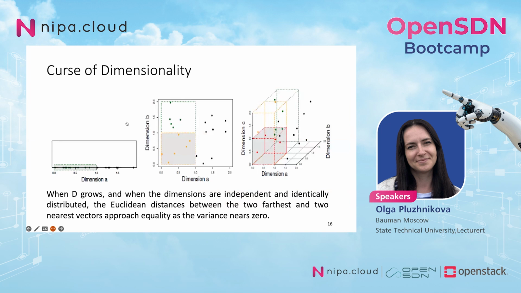When dimension grows and the dimensions are independent and identically distributed, the Euclidean distance between the two farthest and the two nearest vectors approaches equality as the variance nears zero. The effect of this curse of dimensionality is that vectors become indistinguishable. Attempts to avoid the curse have led to using other distances, such as Minkowski, Manhattan, and Chebyshev, in an effort to recover discernibility.